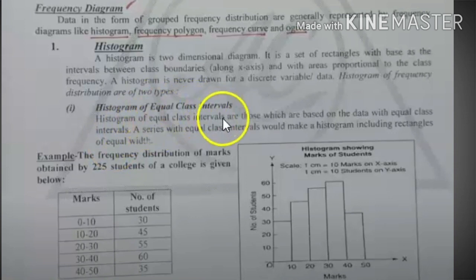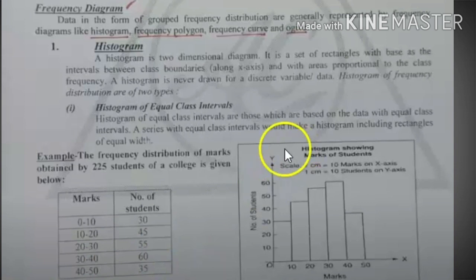A histogram of equal class intervals is one based on data with equal class intervals. A series with equal class intervals makes a histogram of rectangles of equal width. So you can see the example. The frequency distribution of marks obtained by 225 students of a college is given below: 0 to 10, 10 to 20, 20 to 30, 30 to 40, 40 to 50, with frequencies 30, 45, 55, 60, 35.